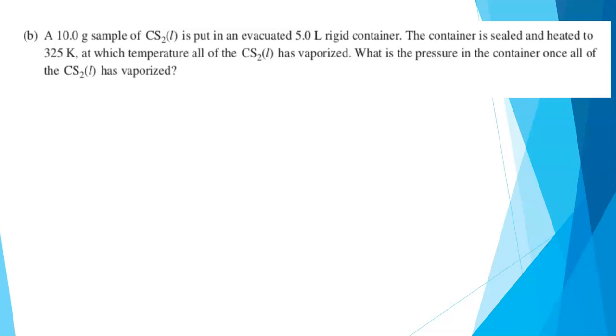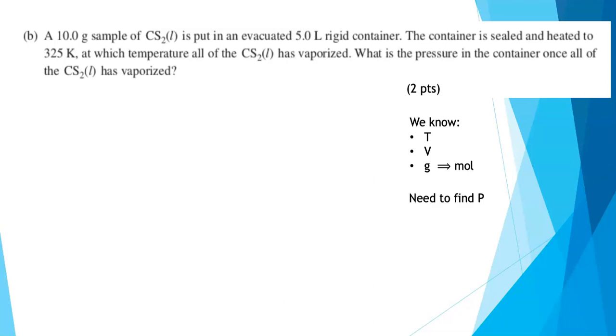A 10-gram sample of CS2 is put into an evacuated 5.0 liter container. It's sealed and heated to 325 Kelvin, where all of the carbon disulfide has vaporized and turned into a gas. What's the pressure in the container once all of the carbon disulfide has vaporized? Okay, so we've got gaseous carbon disulfide. We know a volume. We know a temperature. We actually know the mass of the sample, and if we know mass, we know moles. This question was scored out of 2 points.